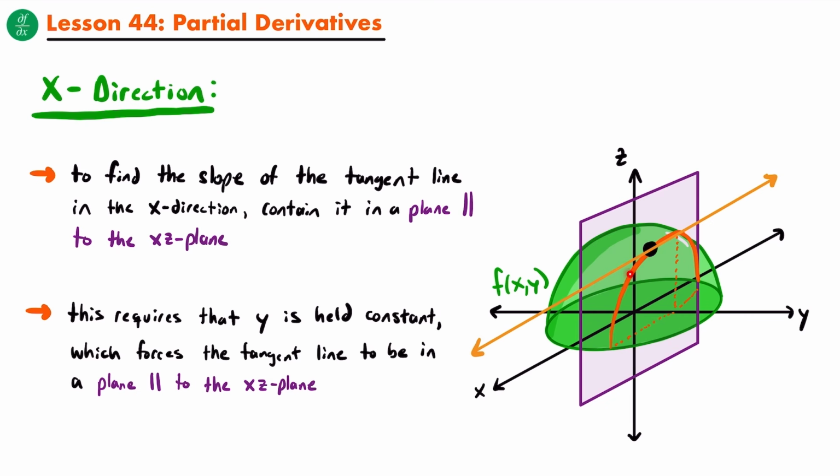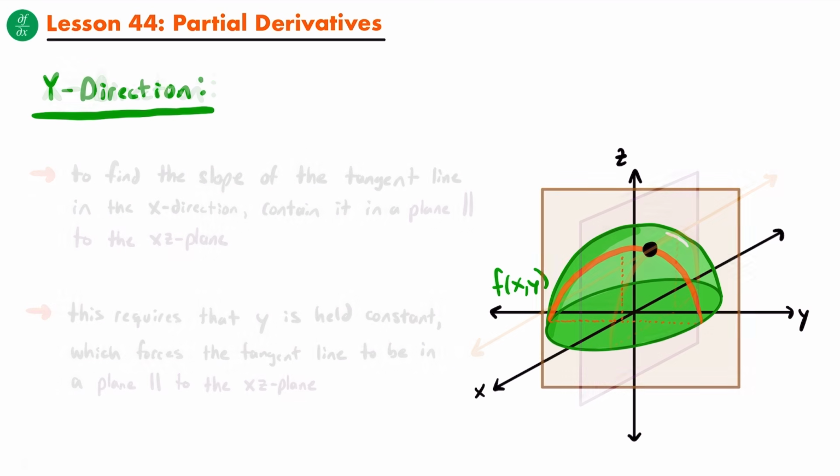And so this level curve that cuts through the point where we're trying to find the slope would be composed of points that all have the same y coordinate. Y would be held constant where the values of x can change, which then of course changes the value of z, the dependent variable. Okay, so by holding y constant, we force the tangent line to be in a plane parallel to the xz plane, which ensures that we are looking in the x direction.